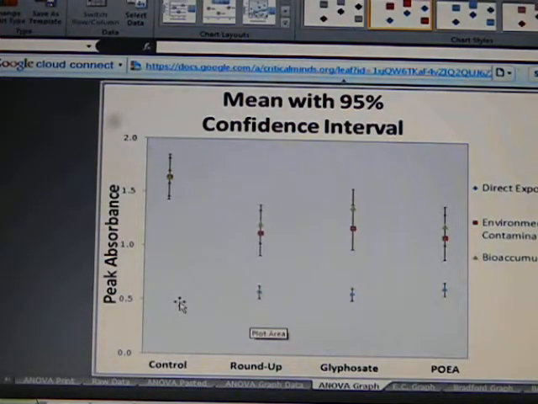You can see where the significant difference lies. Here we have our control group. They're all grouped together because they're all the same. The blue dots down here at the bottom are your direct exposure. The red dots are your environmental contamination, and the green dots are your bioaccumulation. The mean peak absorbance was the highest for your control group, which makes sense. It didn't inhibit the ACHE activity in your control group, so it is the highest.